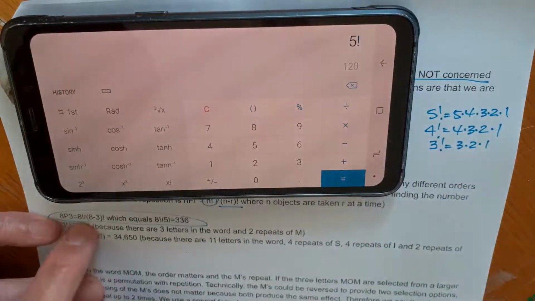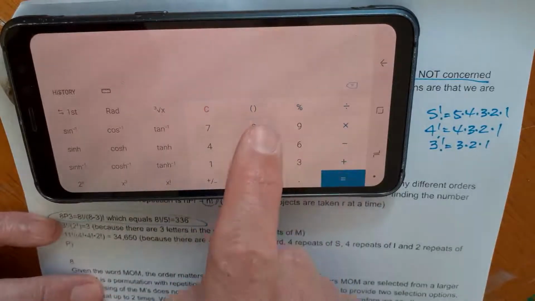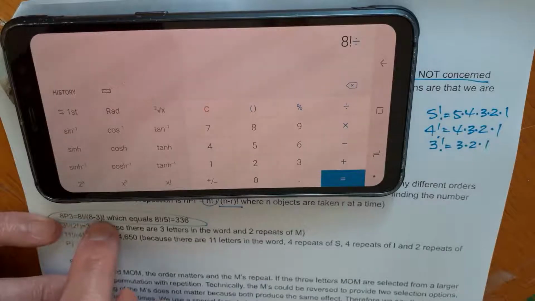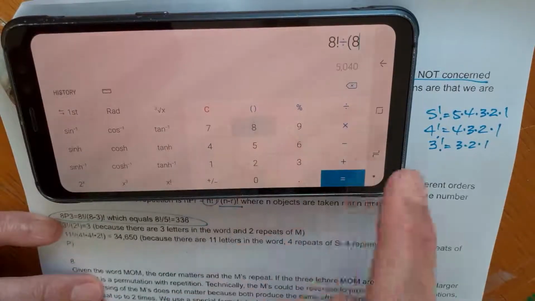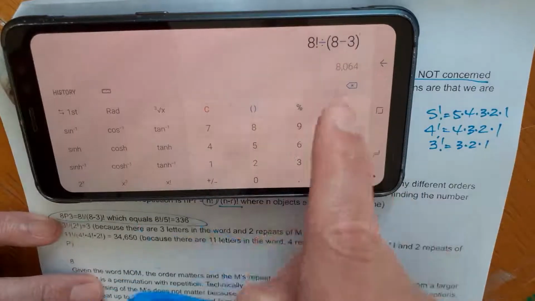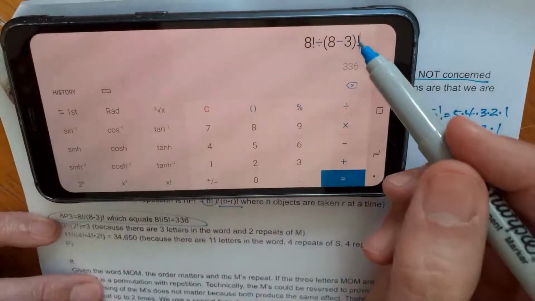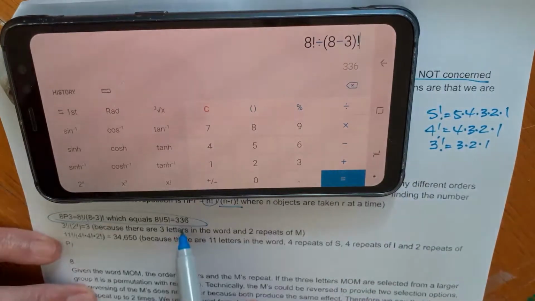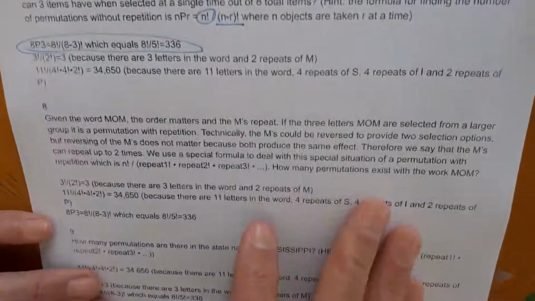So let's plug in 8 factorial, clear, 8 factorial divided by, 8 minus 3 in parentheses. So we're going to do parentheses, 8 minus 3, parentheses, then put the factorial on the outside of the parentheses. 336 options are what we have for this situation. And there it is, 336. So practice on your calculator and make sure you can use these.